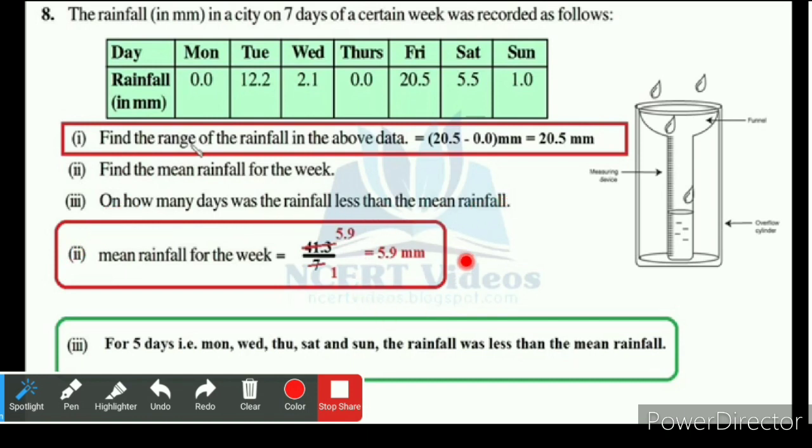The mean rainfall we have calculated here is 5.9 millimeter. Then compare all these days. Monday 0.0 is less than 5.9, and for Tuesday it is more. We should take Wednesday 2.1, Thursday 0.0, Saturday 5.5, Sunday 1.0. So how many days? 1, 2, 3, 4, 5 days. So on 5 days, that is Monday, Wednesday, Thursday, Saturday and Sunday, the rainfall was less than the mean rainfall. So in this way we should answer all the parts of the question.